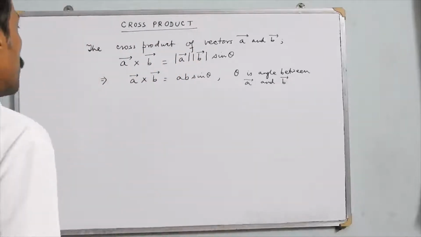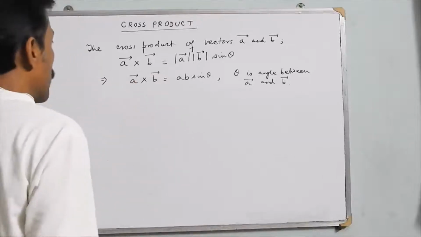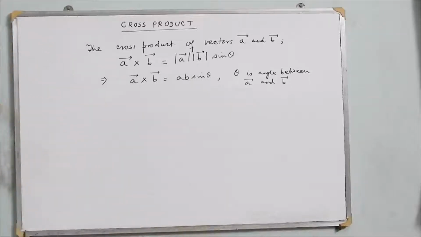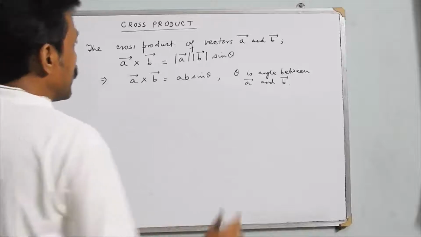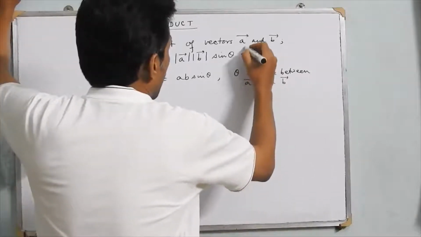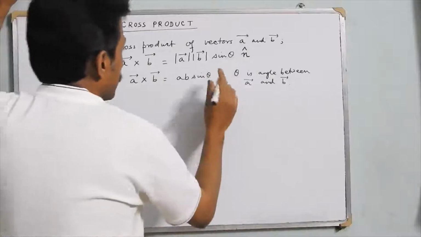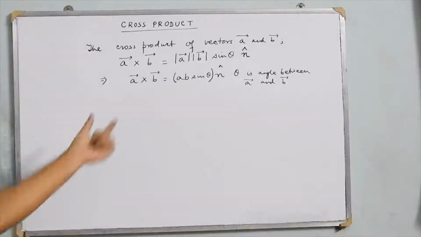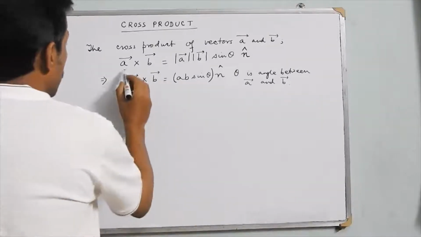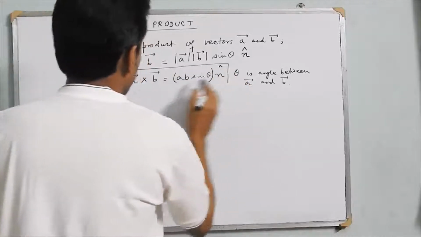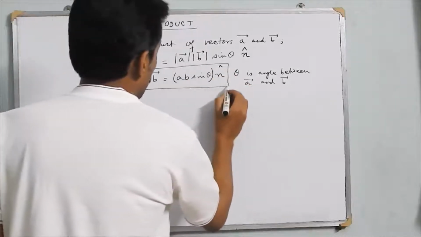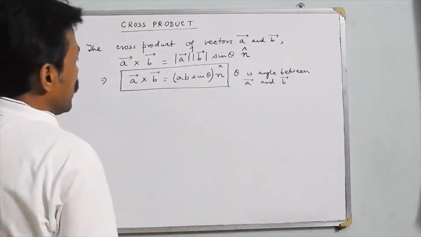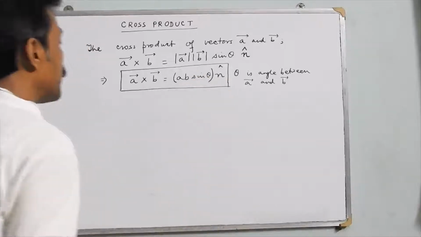So now, obviously, A cross B, AB sine theta, represents the magnitude of the vector only. In order to indicate the direction, we write n hat. Now this n hat provides the direction of the vector, which is A cross B. So A cross B is AB sine theta n hat. It means that the cross product of two vectors is a vector whose magnitude is AB sine theta and its direction is provided by this unit vector.